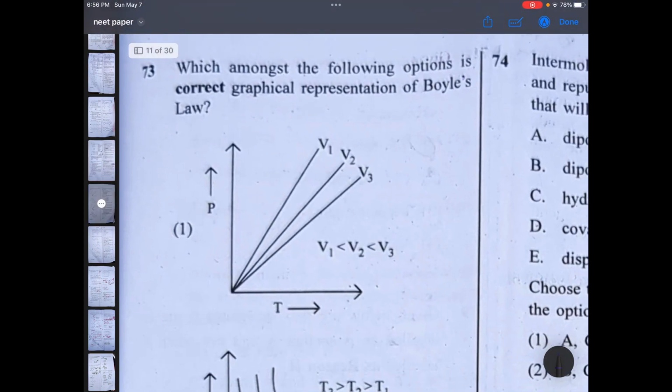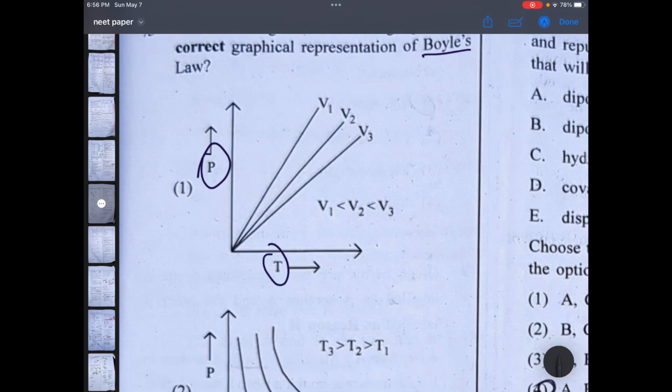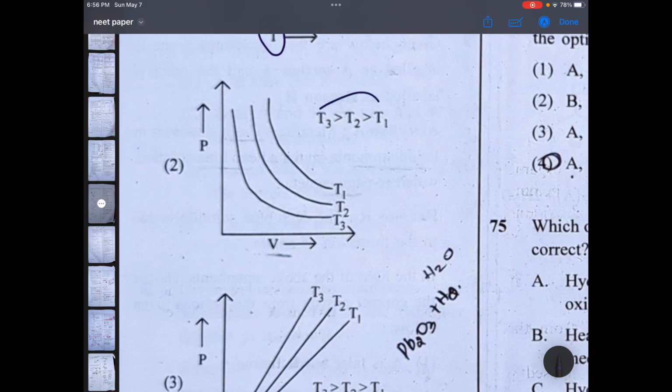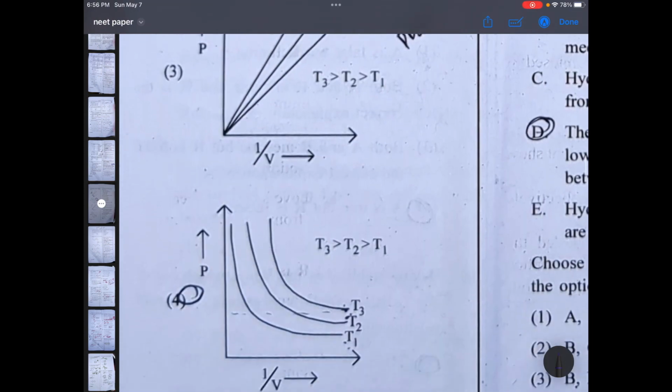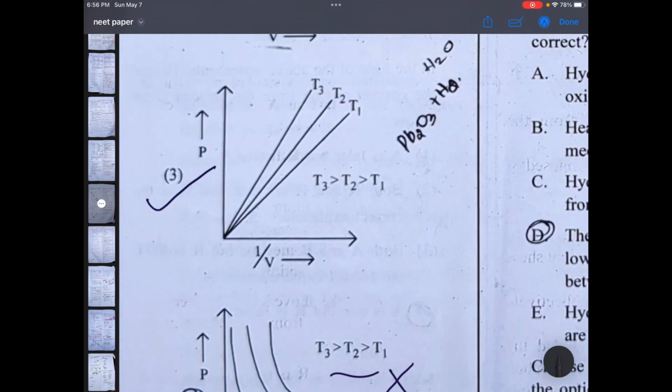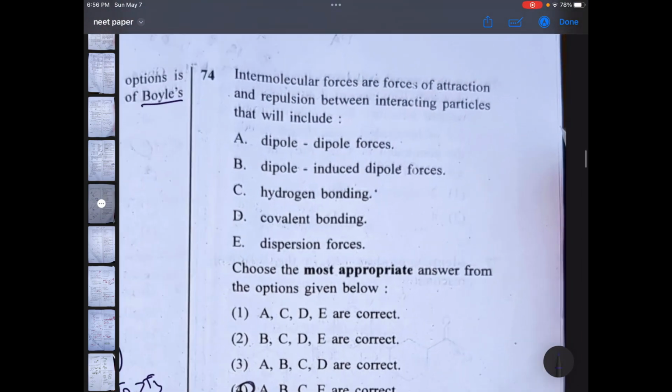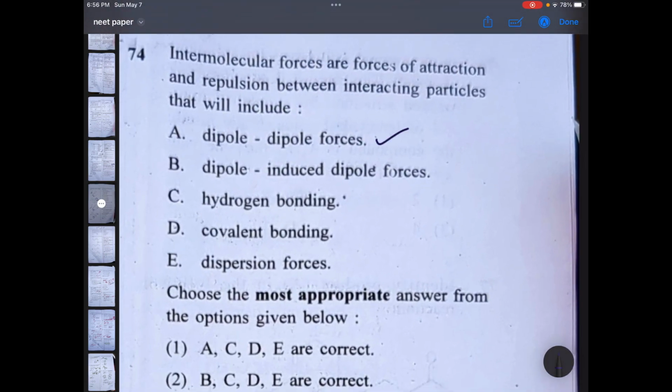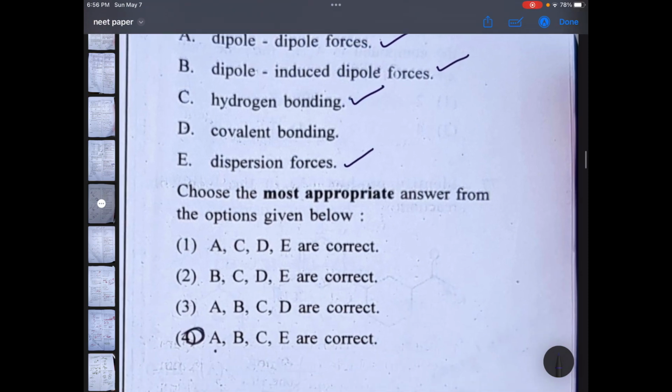73rd, which among the following options is correct for Boyle's law? Boyle's law is not for PT, so this is gone. P versus V, this is wrong. T1 greater than T2 greater than T3, so that is not your option. This is again wrong. 1 by V graphs cannot be like this, not rectangular hyperbola. So this is also wrong. And this is the right graph: P versus 1 by V increasing and T3 greater than T2 greater than T1. Good question it is. Intermolecular forces: dipole forces, dipole-induced dipole forces, hydrogen bonding, dispersion forces. A, B, C, E.